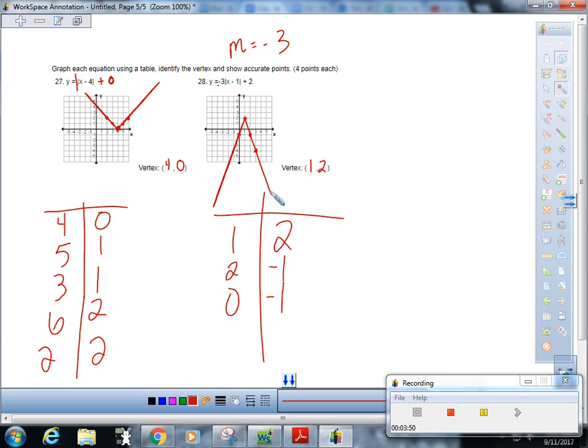On your test, you're going to have all sorts of opportunity to get partial credit for this. Is your vertex right? Did you know what the shape is? Is it an A or a V based on negative or positive? The more work you show, the neater your work is, the more I can find what you do understand to give partial credit.